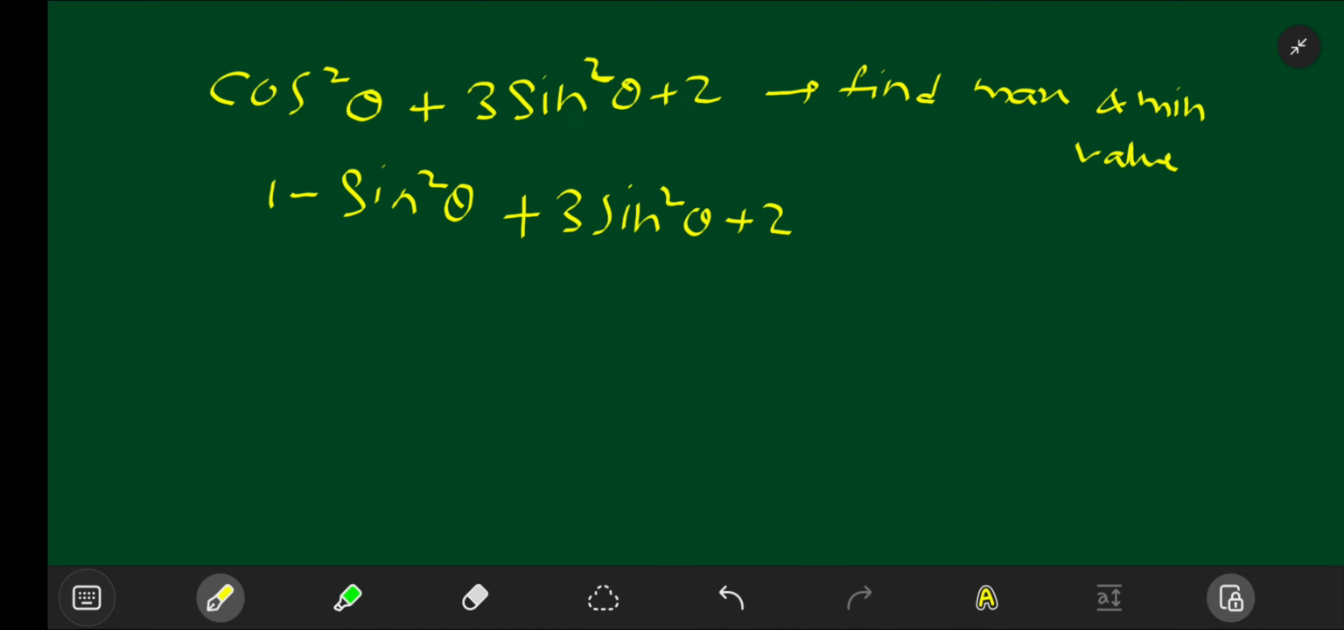Now it is the complete equation in similar trigonometric function. Here also sin square theta, here also sin square theta. Now 3 sin square theta minus sin square theta is 2 sin square theta, and 1 plus 2 is 3. So we get 2 sin square theta plus 3.